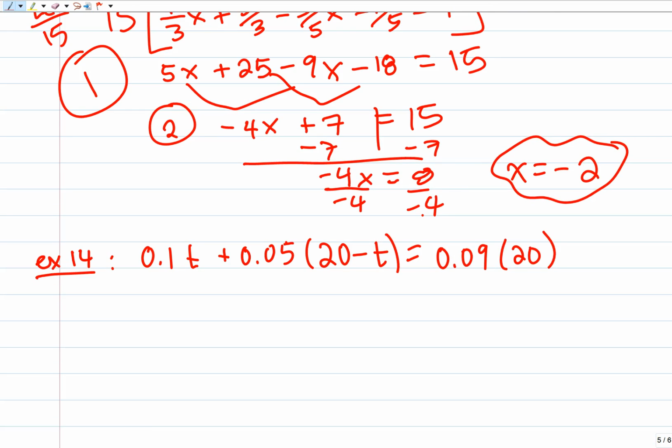What if it's decimals? It's 0.1 what? 0.1t. Okay, ready? Plus 0.05 times 20 minus t times 0.09 times 20. I'm going to encourage you, based on the feeling that I got from most of you, that I would distribute this first. Is that okay? So 0.1t plus, what is 20 times 0.05?